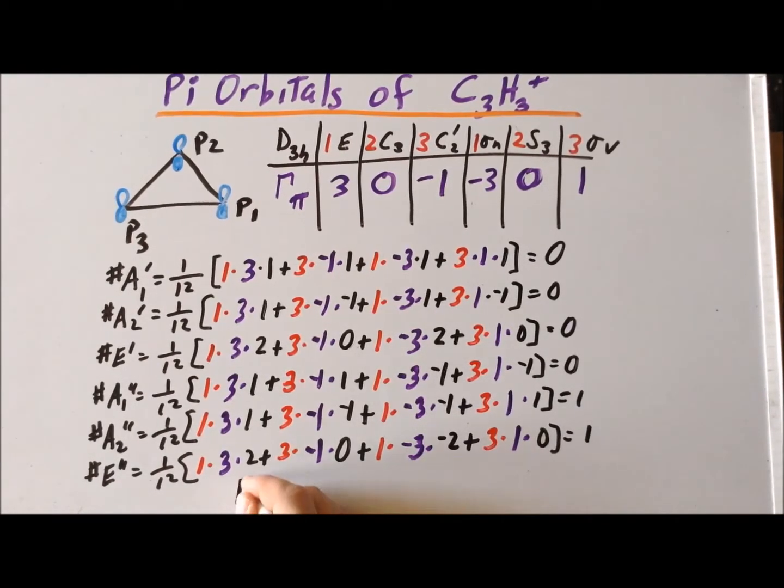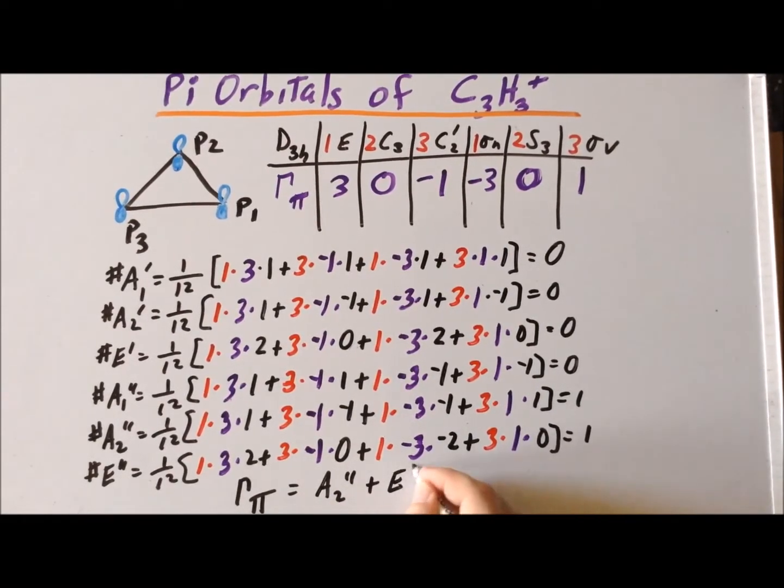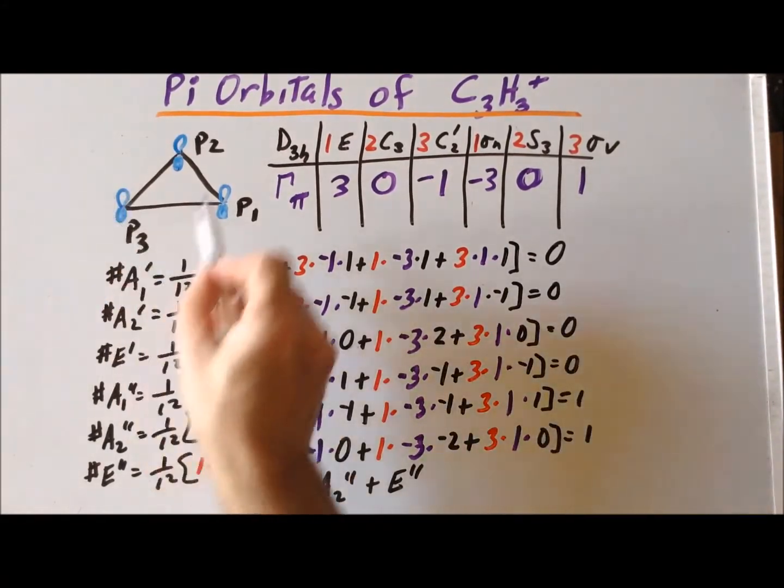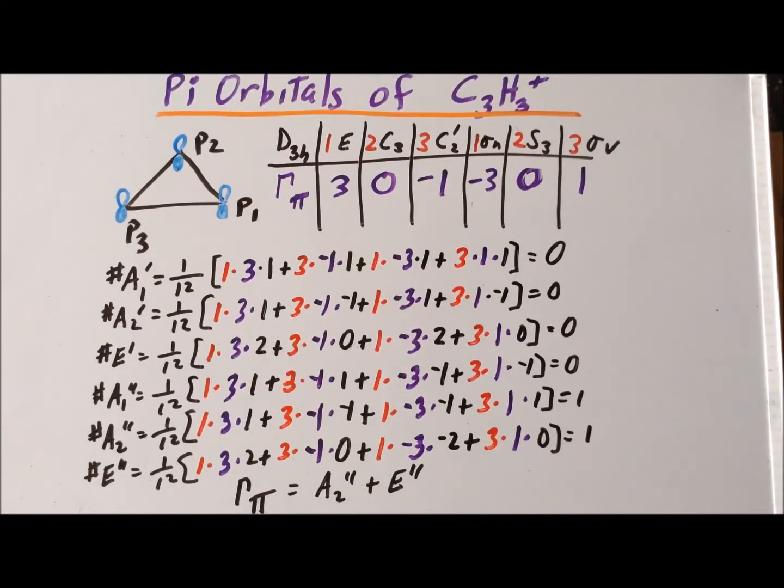So we're able to break down the reducible representation for the pi conjugated system into 1 A2 double prime and 1 E double prime. So since we started with 3 atomic orbitals, we end up with 3 molecular orbitals. A2 double prime counts as 1. E double prime, since it's doubly degenerate, counts as 2.